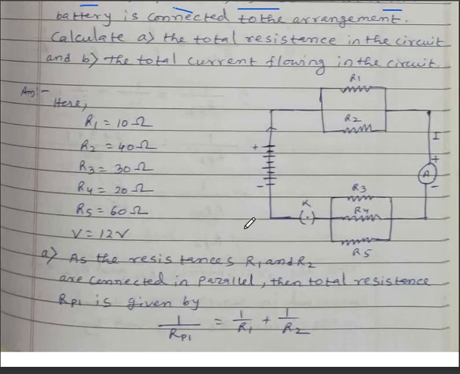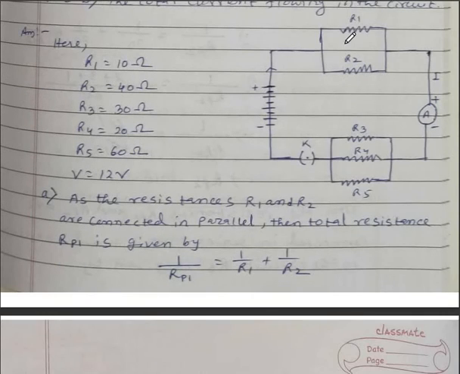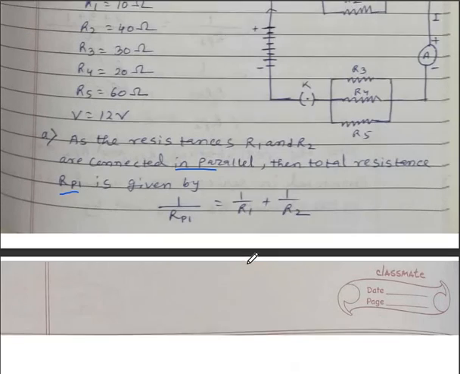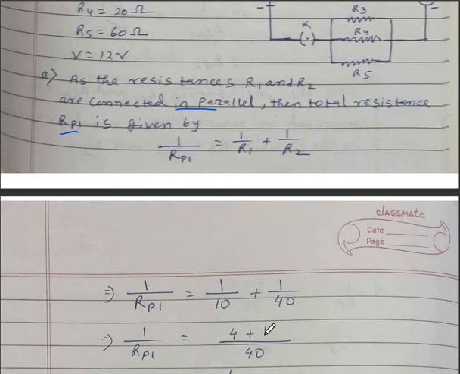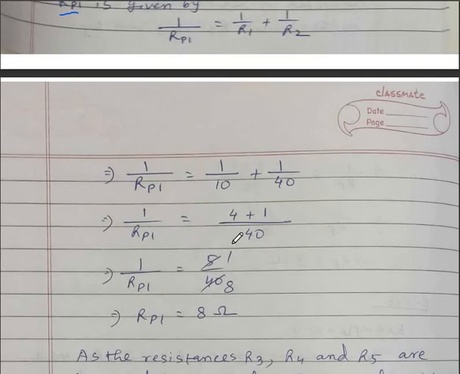So part A, to get total resistance in the circuit. As the resistances R1 and R2 are connected in parallel, the total resistance RP1, which I have taken for the first parallel connection, is given by the formula 1 by RP1 equals 1 by R1 plus 1 by R2. Putting R1 and R2: 1 by 10 plus 1 by 40, LCM 40, upside 4 plus 1, which is 5 by 40. After cancellation it is 1 by 8. So do the cross multiplication. RP1 comes out 8 ohm.